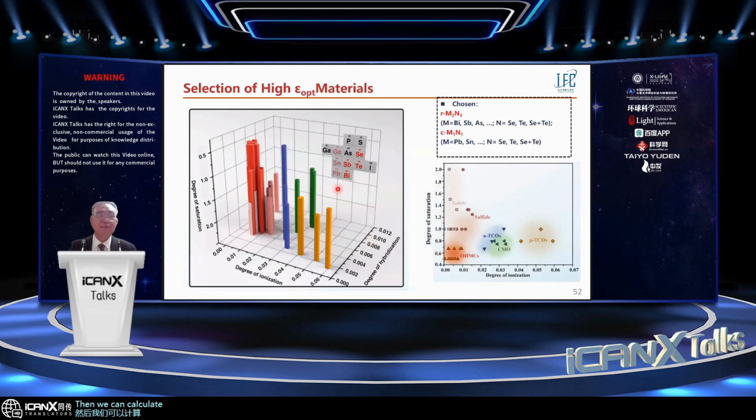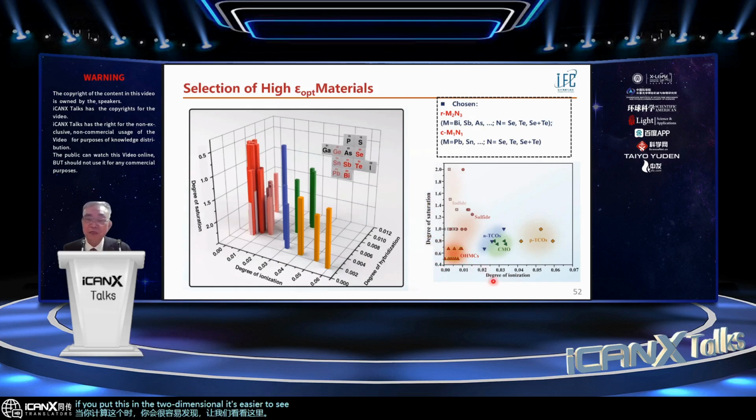Then we can calculate. Let's use theoretical calculation. Taking a look at this cut off from the table of elements, and examine these materials using these three axes: degree of hybridization, degree of ionization, and degree of saturation. When you theoretically calculate this, if you put this in the two-dimensional, it's easier to see.